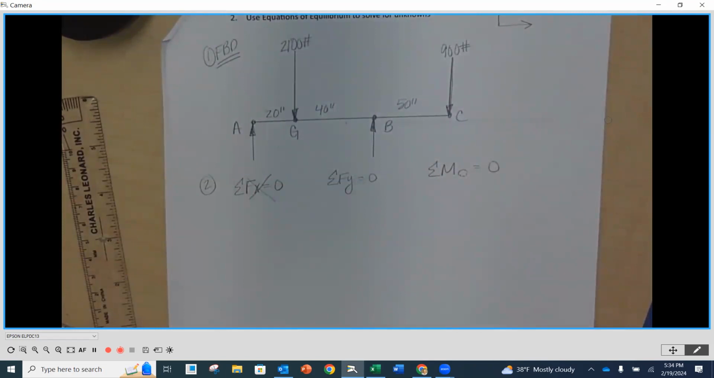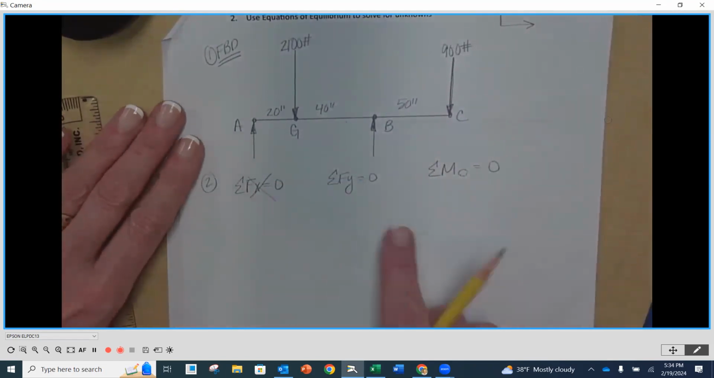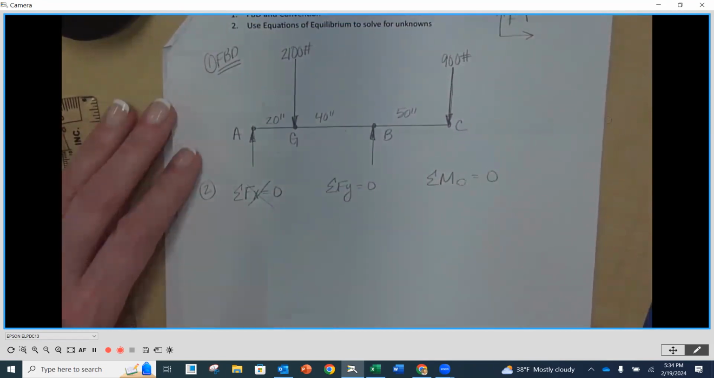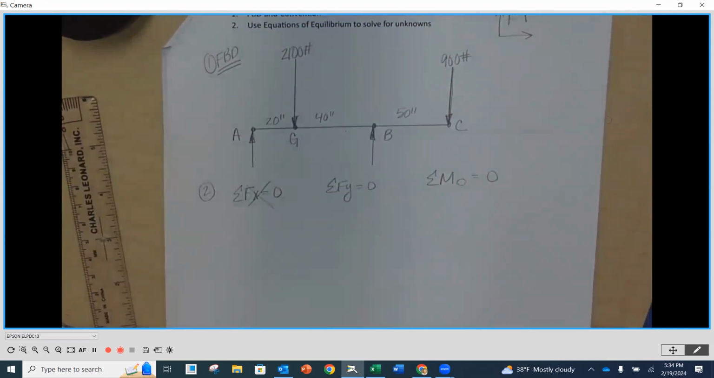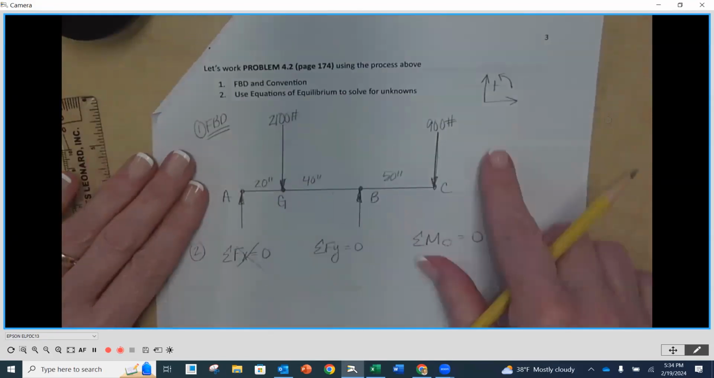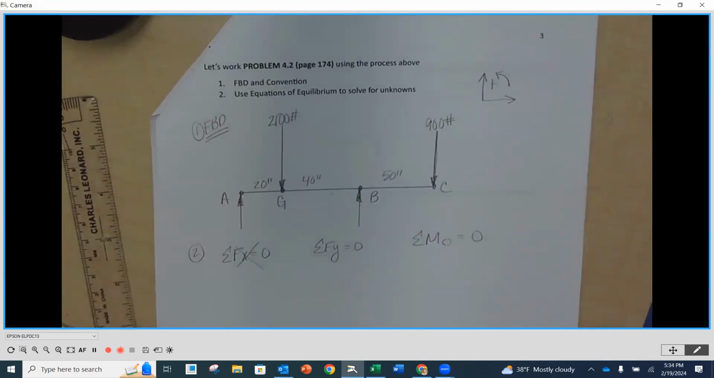But we do have vertical forces. Actually, all the forces are vertical. So sum of the forces in the y is going to be in play, and then also moments. We're going to use these two for this one. So let's start with sum of the forces in the y. Now remember, when we're summing our forces in the y, we're in, like I say, force mode. So we're going to go to our convention, and anything that is going up vertically is going to be positive. Anything that's going down vertically will be negative.